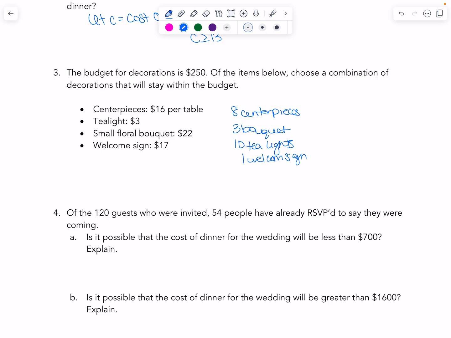When you look at this, there were some people that were like, well, we're just going to get tea lights. Or we're just going to get welcome signs. So we're going to be welcoming everybody. But the idea is that you would try to get as close to that $250 as possible without going over.